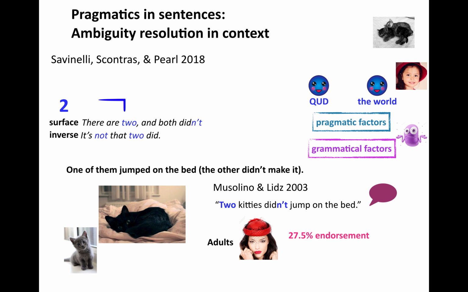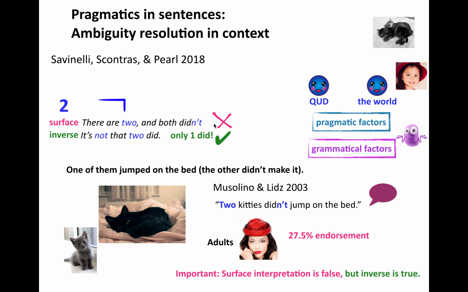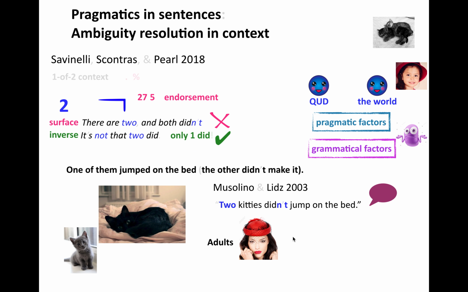They didn't like it. And again, the idea is that this is very similar to the every-not scenario, in that the surface interpretation is false. There are two and both didn't, and that's false because this one did, right? But the inverse is true. It's not the case that two did. It's true, only one did, right? Two kitties didn't jump on the bed, only one did, right? So the surface is false, the inverse is true, and adults don't like to endorse it. Okay, right? So that's a one out of two context.